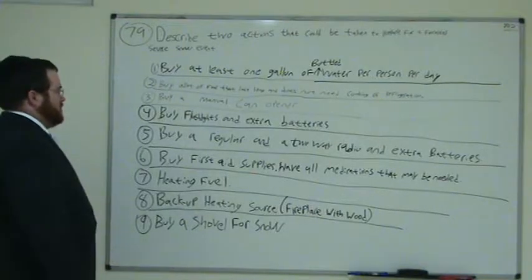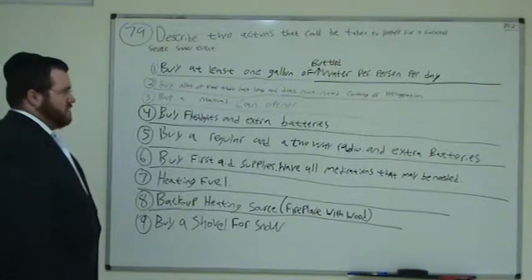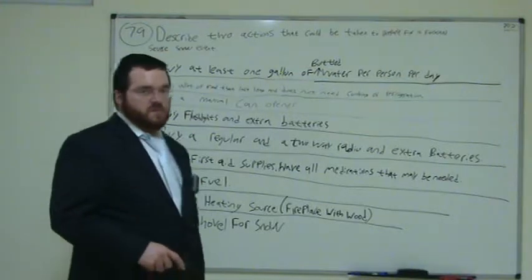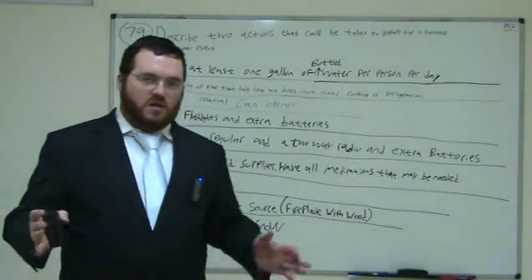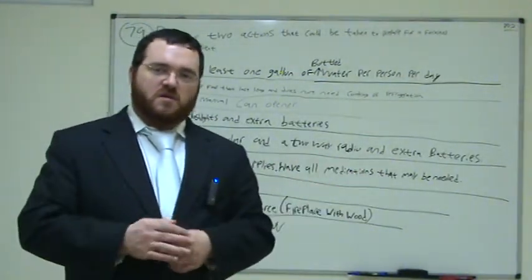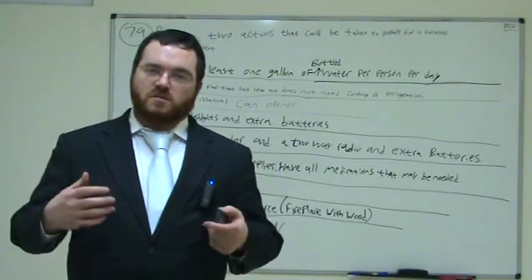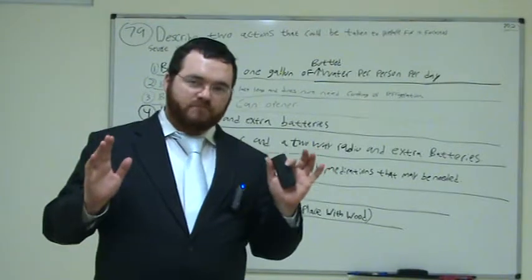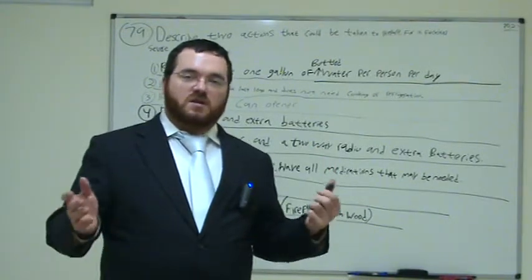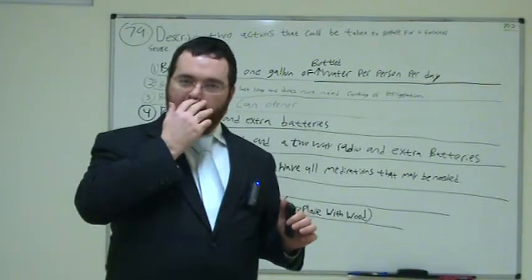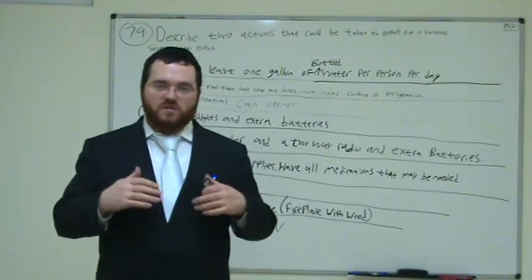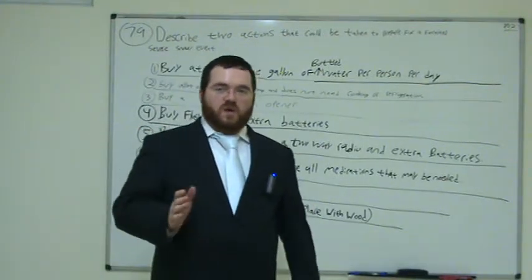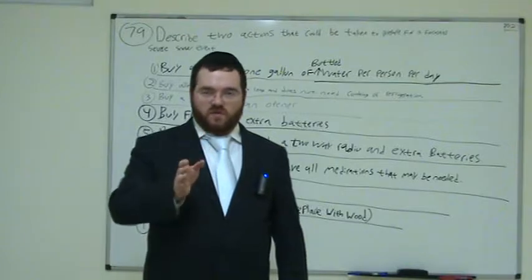So 1 is buy at least 1 gallon of water per person, per day. That means you never know what happens if people are sick. They feel dried out. Let's say it's very dry because of the heating, because of the insulation. So people are drinking more, or they're not feeling well. 1 gallon of water should be enough for each person.